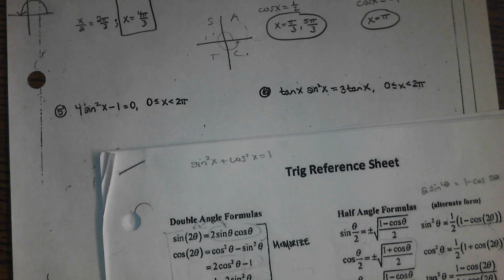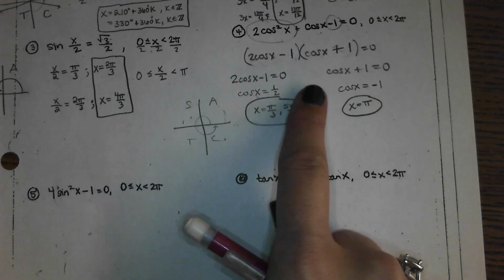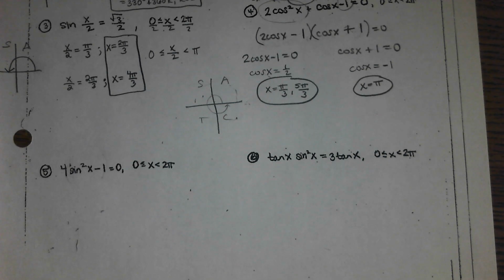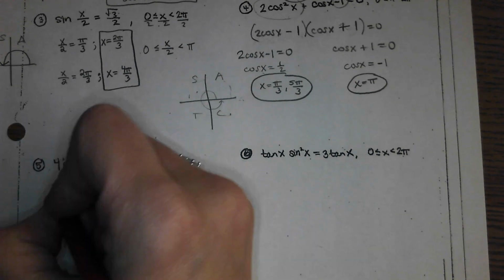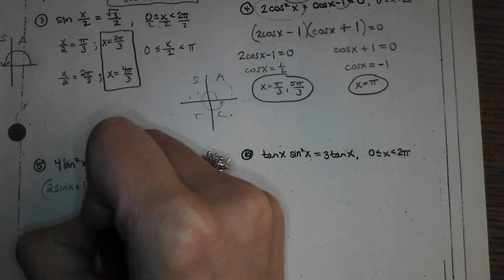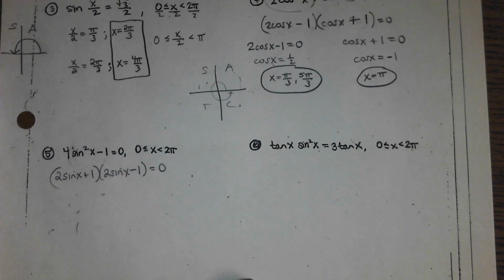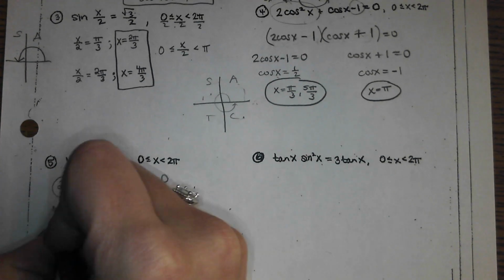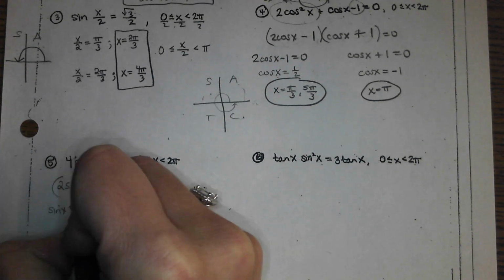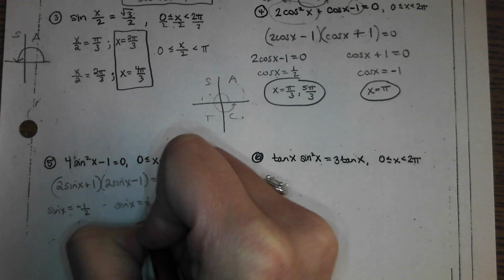Olivia? Yeah, just factor it. I would stay away from your reference sheet and substitutions unless you're absolutely in a pickle. But again here, just like the previous one, this is factorable. This is the difference of 2 perfect squares. So you have 2 sine x plus 1 and 2 sine x minus 1. And then we tee it up and solve. So on the first one, the sine of x would equal -1/2. And on the second one, the sine of x would equal +1/2.